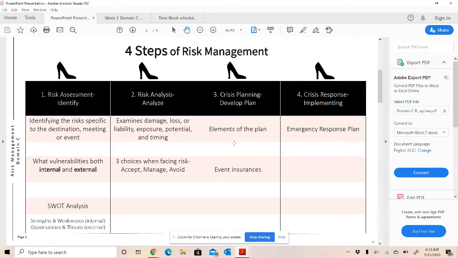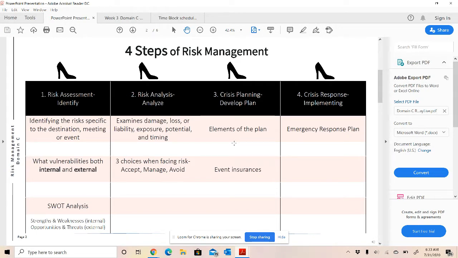And then the next step is to analyze that risk for each of those factors that you identified. So the analysis phase starts with you examining your damages, loss, liability, exposure, things like that. And on page 64 of your book, there is a table with some examples for you to check out. So, within this phase, the event professional has 3 choices to make when facing risk. You either accept it, you manage it, or you avoid the risk. And we'll get into that. I believe it's the next slide.